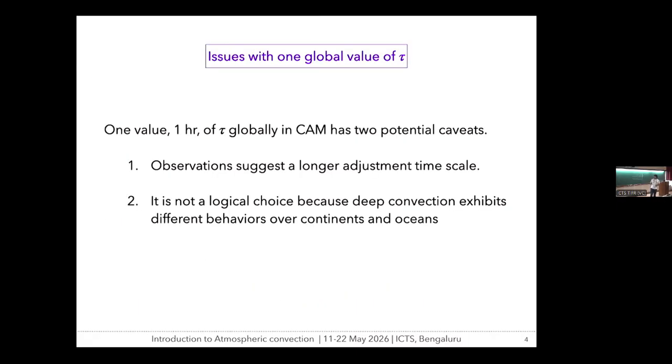Now I'll come to what's the problem if we use one single value of tau for the whole globe, or just 1 hour, which is the out-of-the-box tau value if you download the CAM model. Observations suggest that tau is typically longer than 1 hour. People like Bretherton or Angel Adames, I actually used to pronounce his name differently. I learned from Eric that it's Angel.